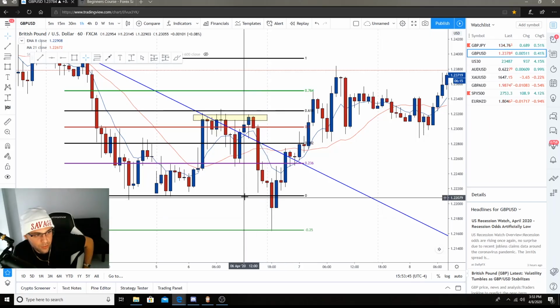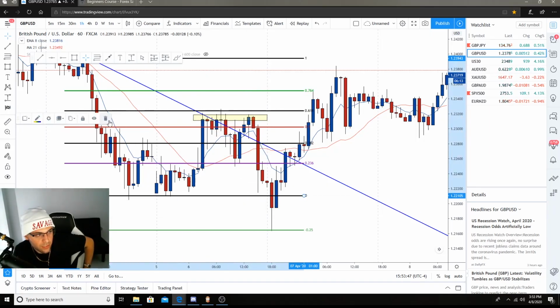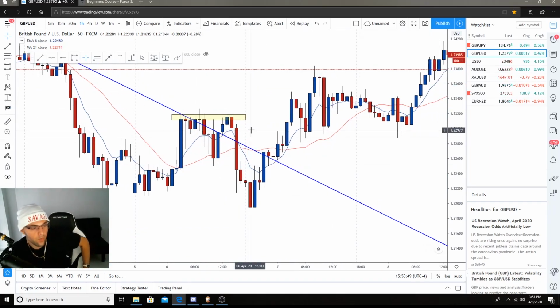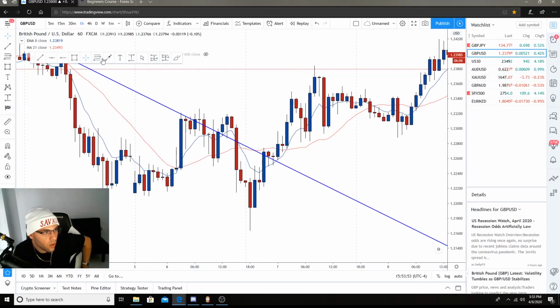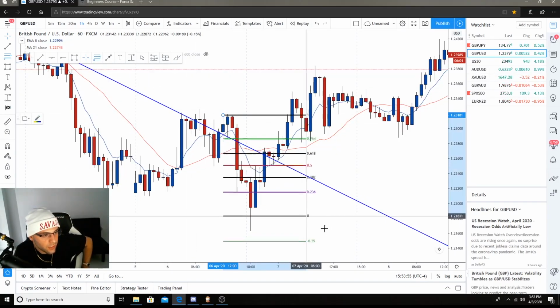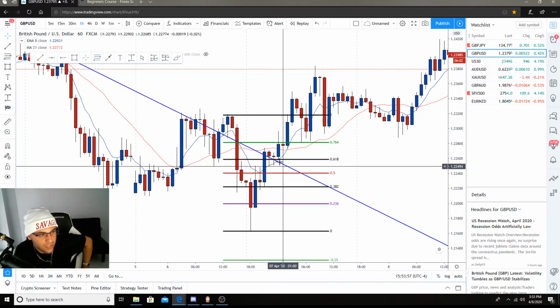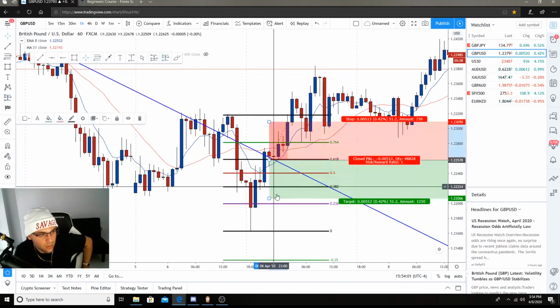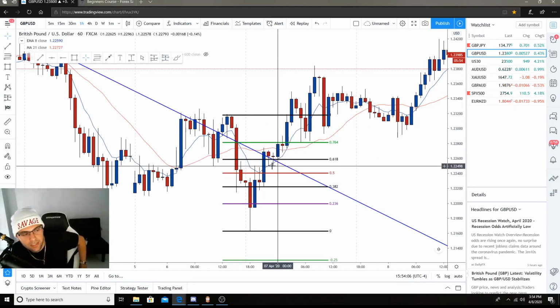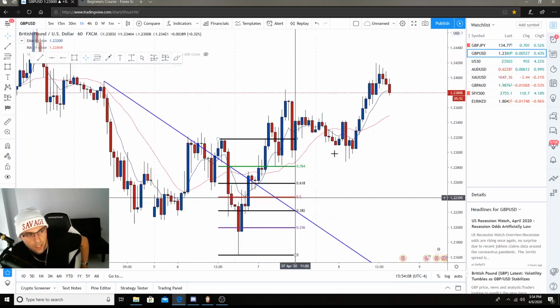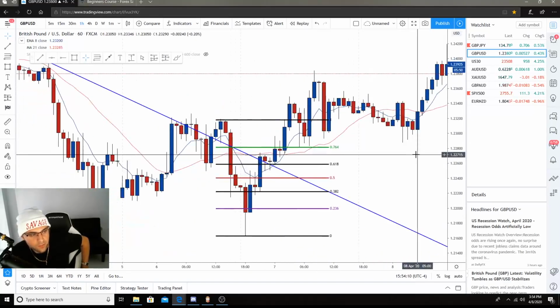We have new lower lows being created. So now this is where it gets kind of interesting. Now let's draw our Fibonacci from here to here. Now our 618 is kind of the same thing. So look at this: if we would have sold here, we would have lost. Why? Because the price decided to flip and turn bullish.